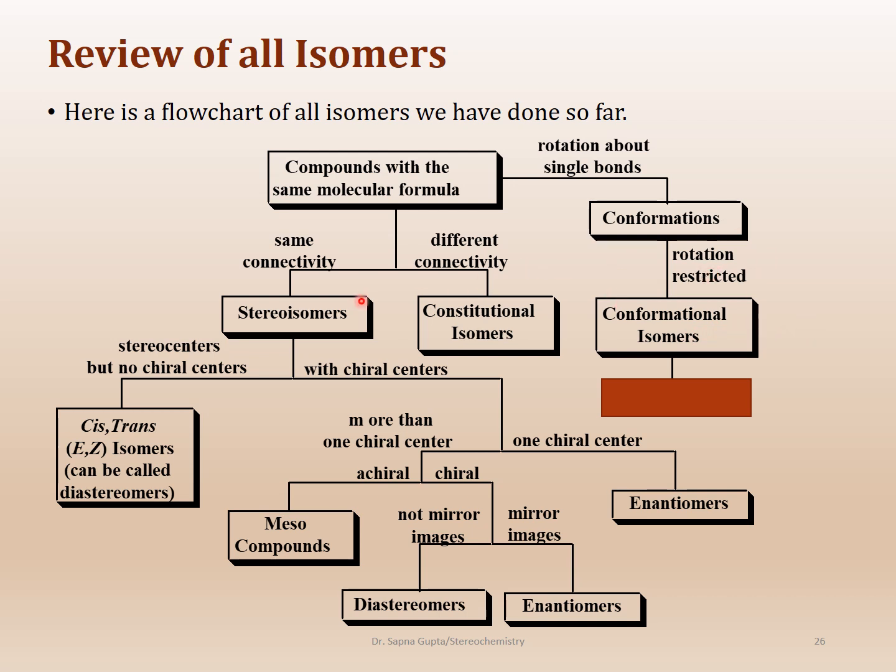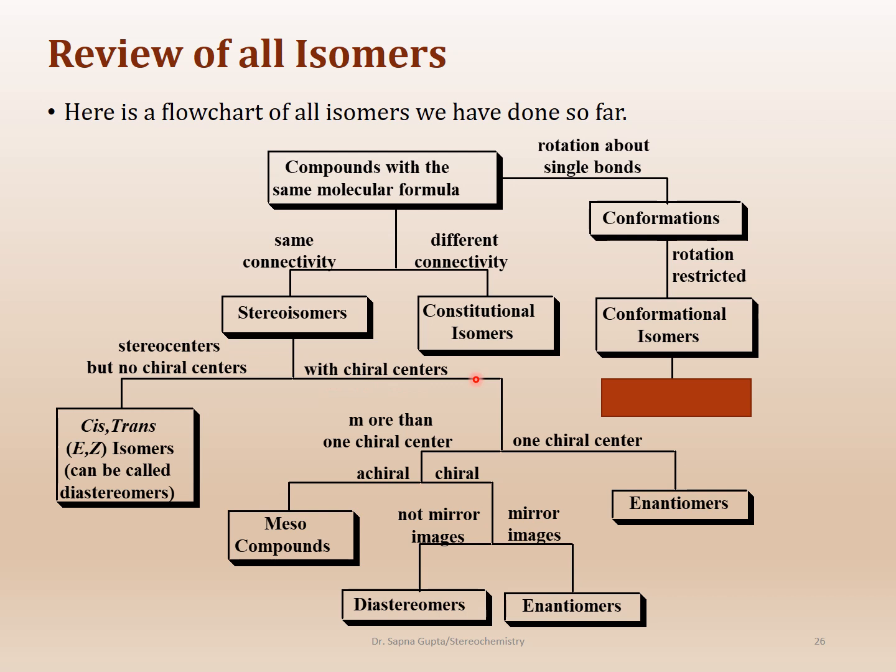So that's conformational. And here when you have the same molecular formula, you can have constitutional isomers or stereoisomers. Constitutional isomers are different because they are different structures. But when you have stereoisomers, then you can have two different kinds of compounds, which means that some have no chiral centers, and sometimes some have chiral centers. So for example, cis and trans, this is with double bonds, and so they have no chiral centers, but they're still stereo compounds. They're called geometric isomers sometimes, and they can also be called diastereomers.